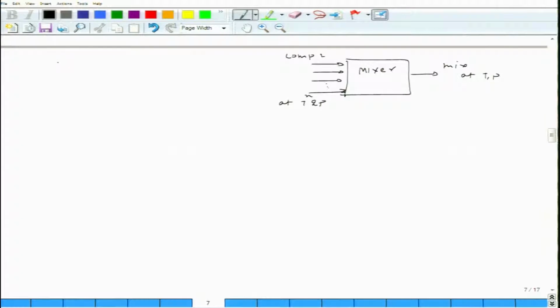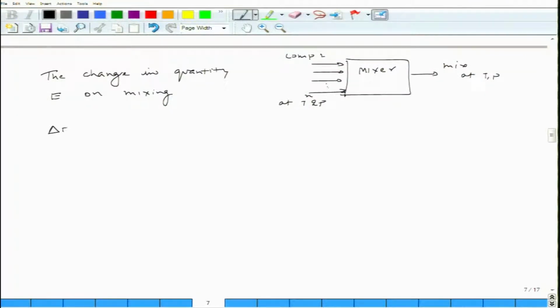And the question which you are asking is the change in quantity or property E on mixing. So, what is a typical change in E? E could be entropy, volume, enthalpy, Gibbs free energy and so forth.